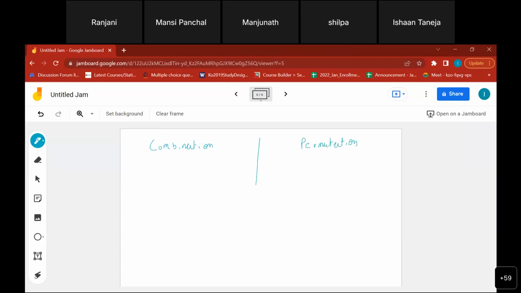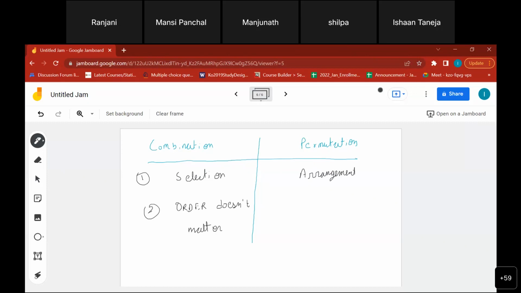What are the differences between permutation and combination? One important thing to keep in mind is combination means selection. Permutation is arrangement. Second thing, and the most important thing to keep in mind, is in combination, order doesn't matter, while in permutation, order does matter.